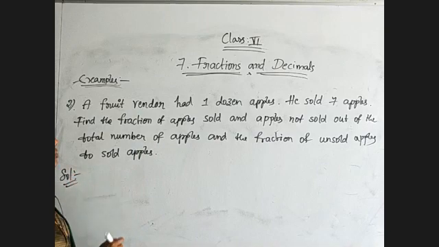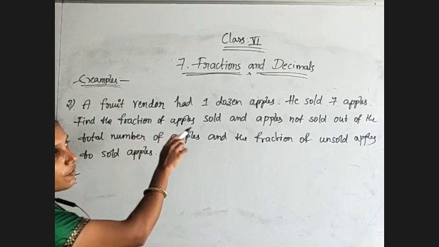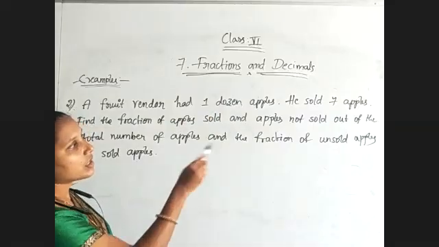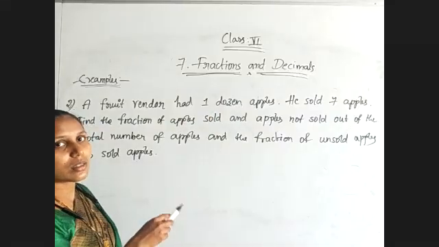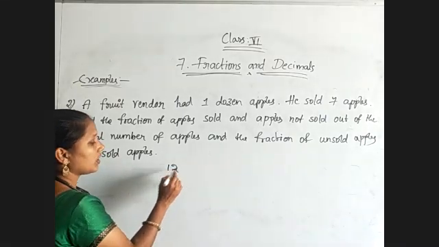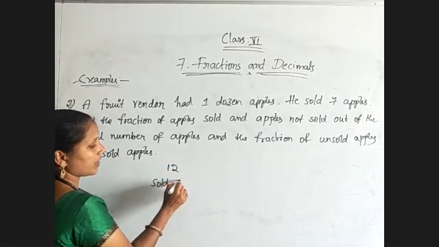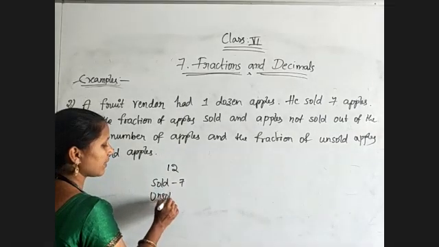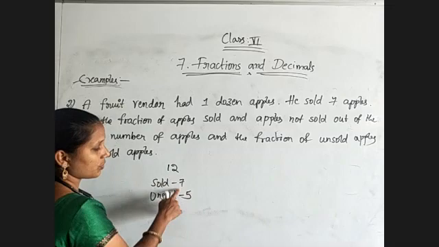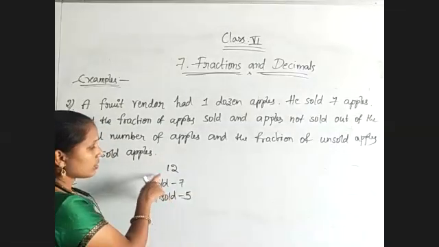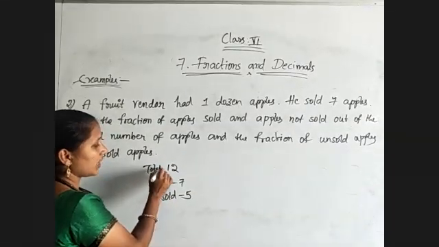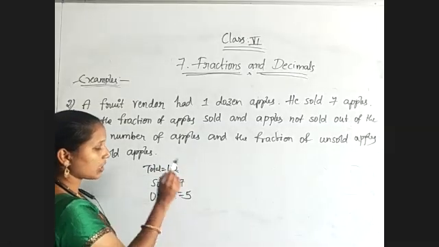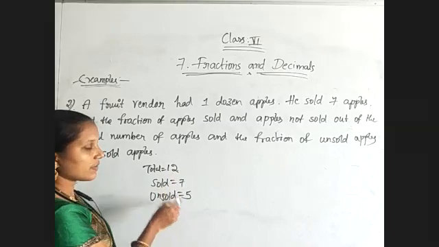Okay, observe the question. A fruit vendor had 1 dozen apples. 1 dozen is nothing but 12 apples. He sold 7 apples. So, out of 12, sold apples were 7. Still, how many are unsold? That is 12 minus 7, which is nothing but 5. So, 7 plus 5 is 12. Total apples are 12, 1 dozen apples. Out of 12 apples, 7 apples were sold and unsold apples will be 12 minus 7, which is nothing but 5.